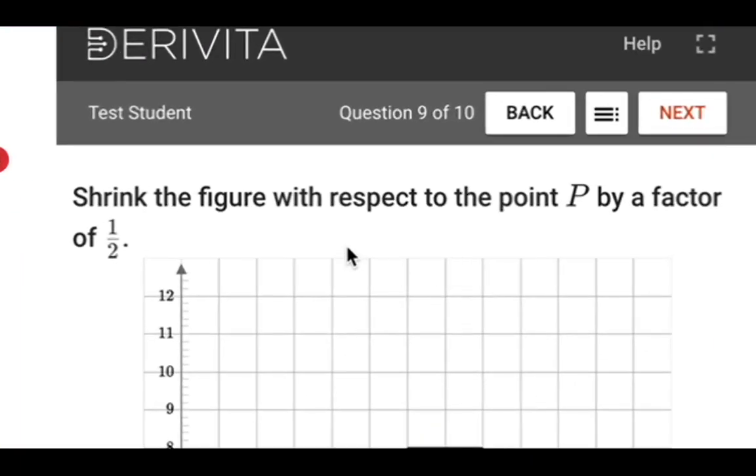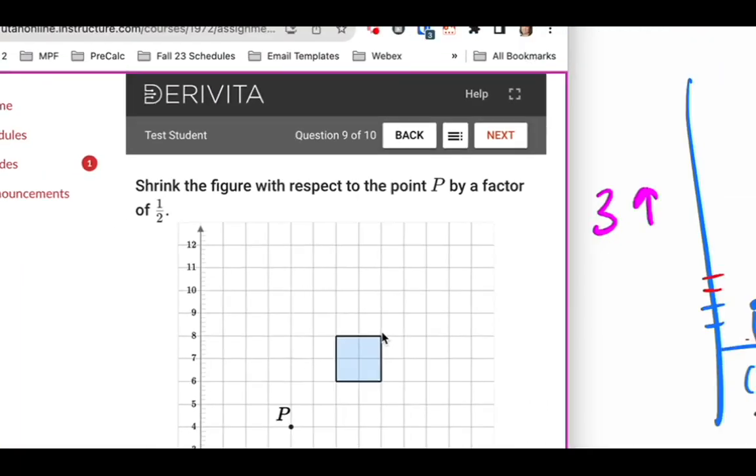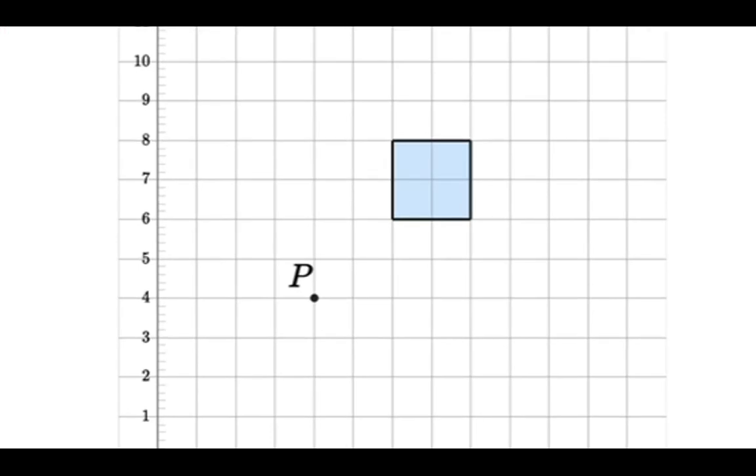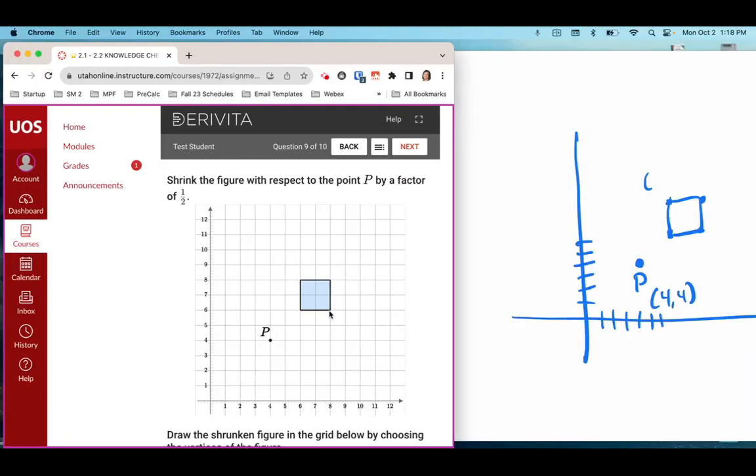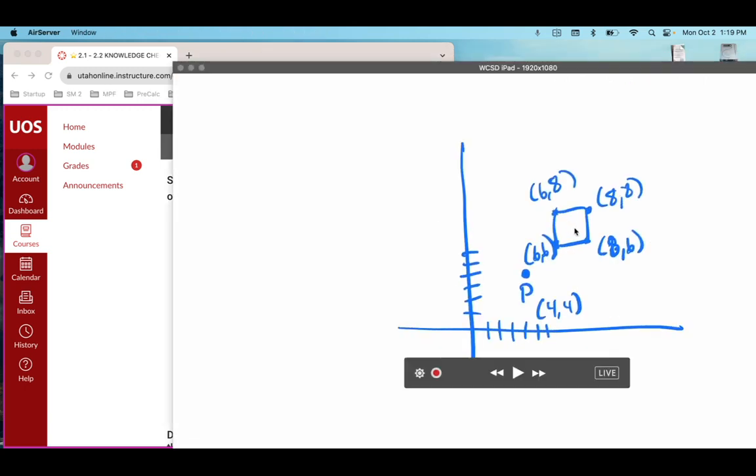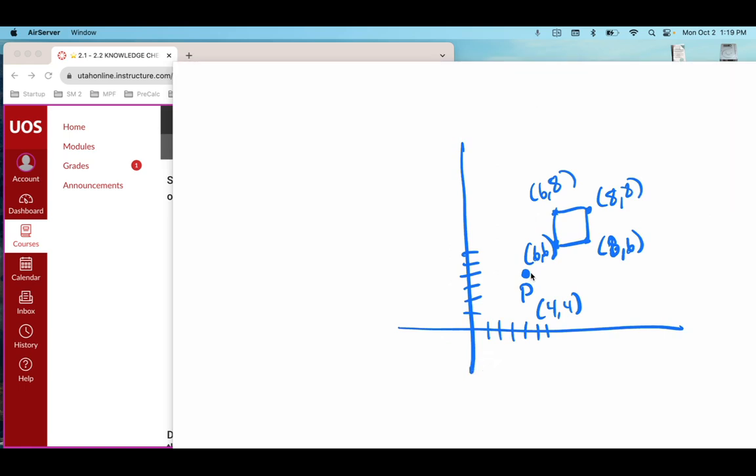Okay, the next question is very similar. But we're shrinking now by a factor of 1/2. So if you think about this one, we're going to shrink. And again, point P, it's not 0, 0. It's at the point 4, 4. So this is 6, 8, 8, 8, 8, 6, and 6, 6. And we've got to move each one of these points right here. We've got to shrink it by a half. That means wherever P is, each one of them is going to be half the distance closer.